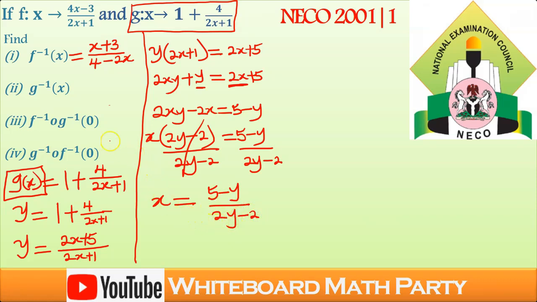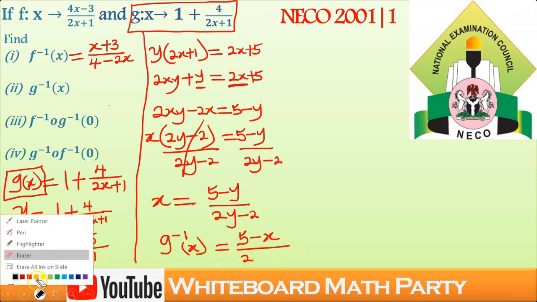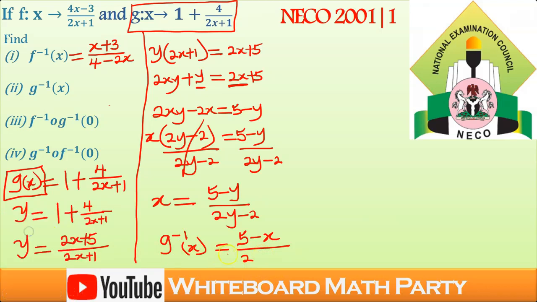Now our final answer for solving for the G inverse of x is going to be G inverse of x is equal to, remember to change the letter y to x this time. So it's going to be 5 minus x all over 2y, sorry, not 2y, all over 2x, because we are changing the letter y to x, remember that. So it's going to be all over 2x minus 2. So we finally concluded the answer to the second question.